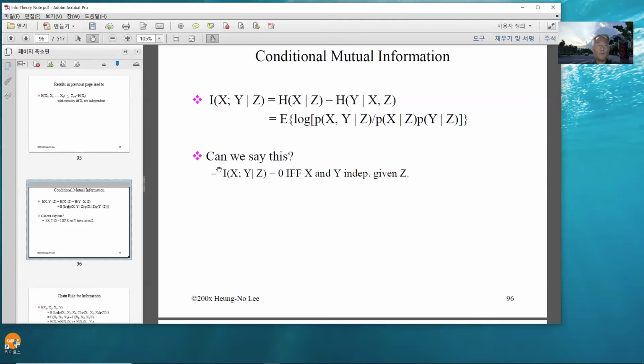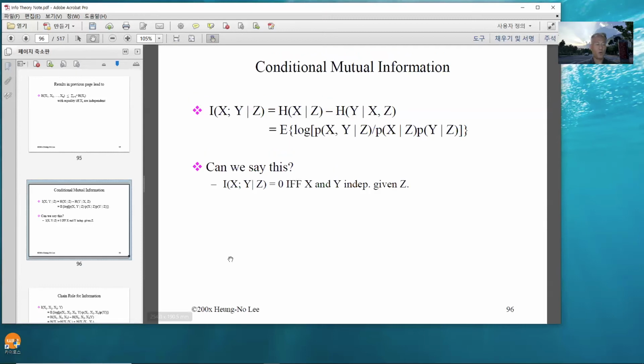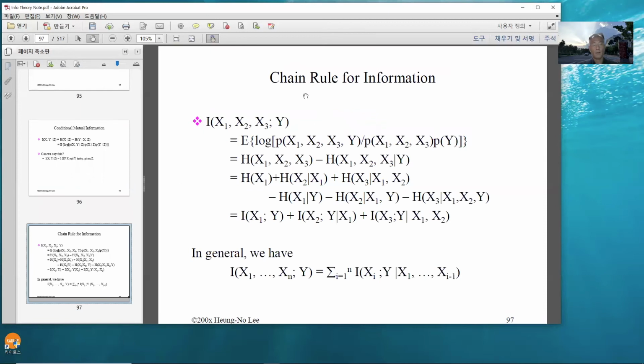And then, can we say this? We can ask, let's say, mutual information between x and y given z is equal to 0 if and only if x and y are independent given z. Obviously, going this way is easy because you just plug in the numbers, then that is a summation of log of 1, so it is 0. And the more difficult one is going this way. So mutual information is 0. Can we say this? And then the proof is exactly the same as before. So you can make use of the independence definition, and then you will get the proof.